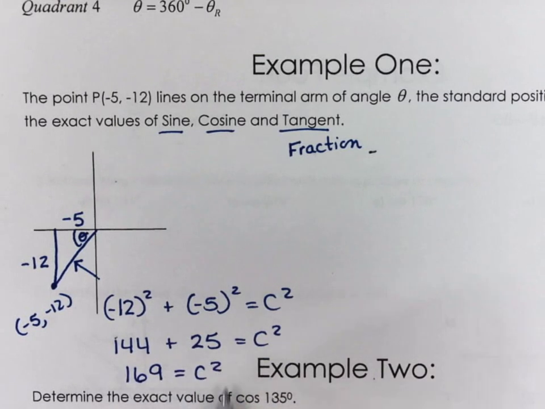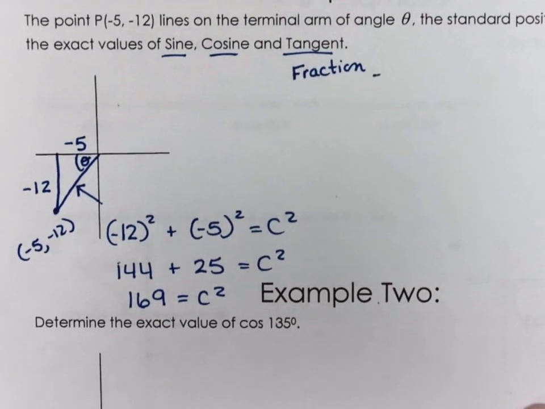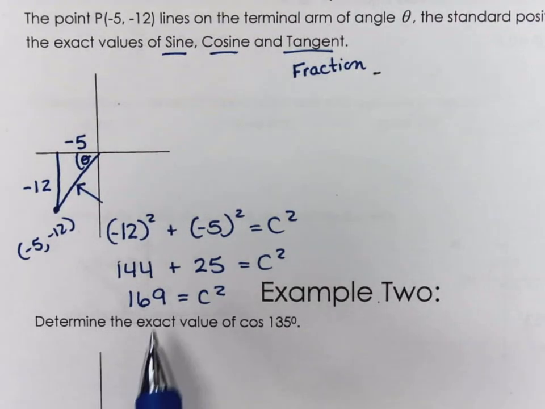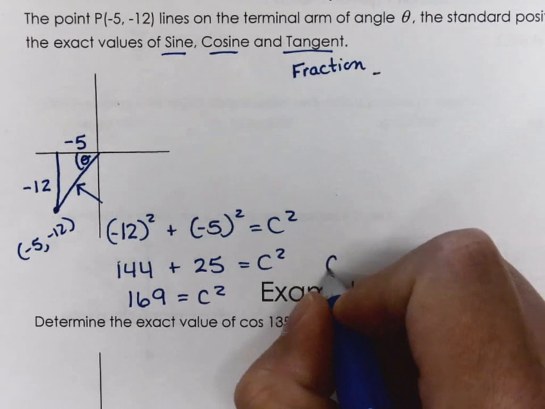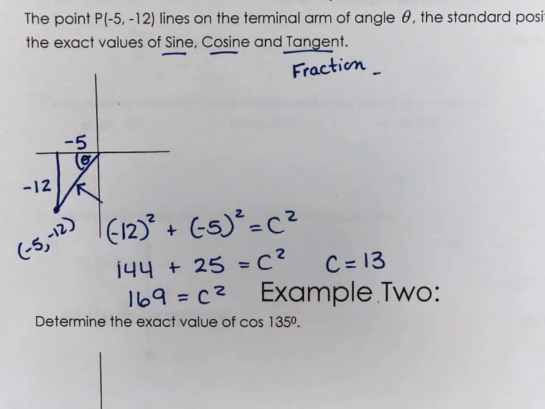169 equals c squared. And I left myself not enough room because that's who I am as a person. This is a perfect square. And again, depending on how comfortable you feel with numbers, you have your calculator. I know that if I take the root of 169, it's a perfect square. So C is equal to 13.